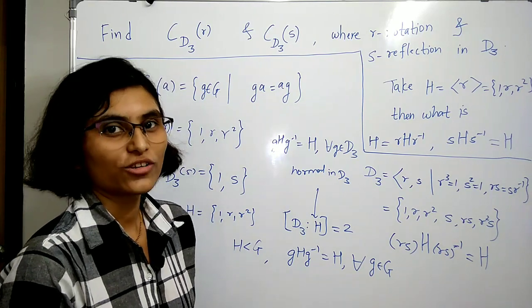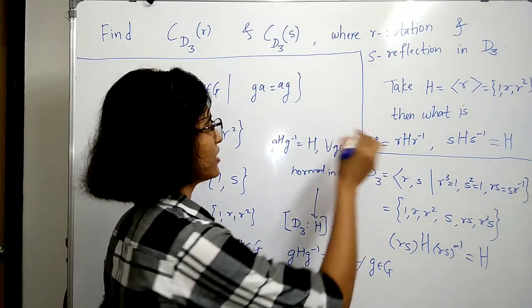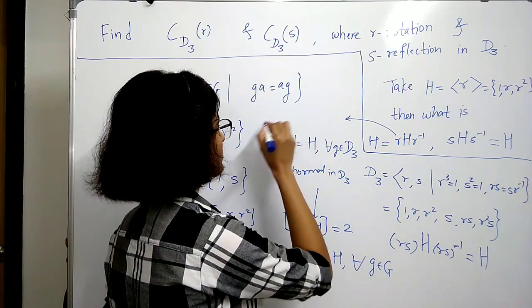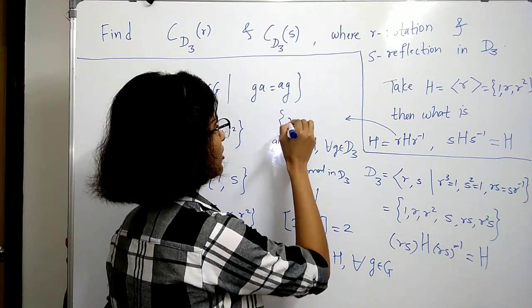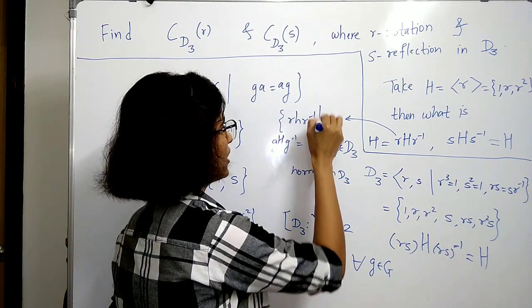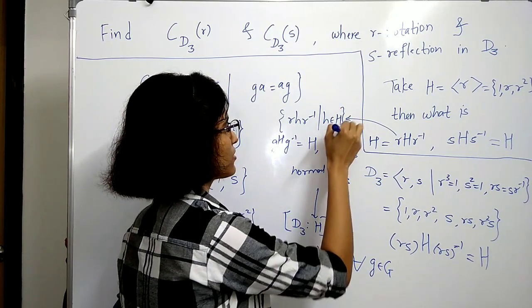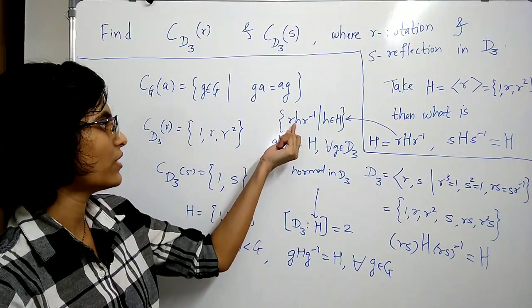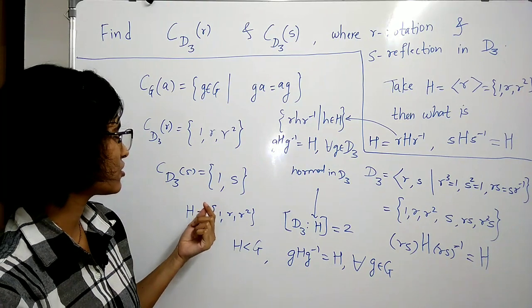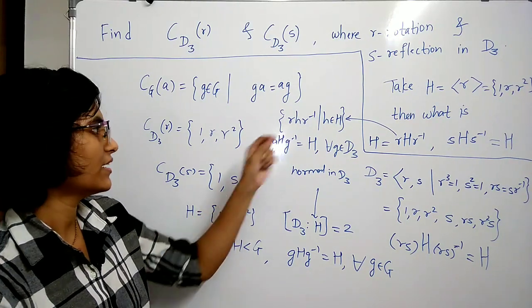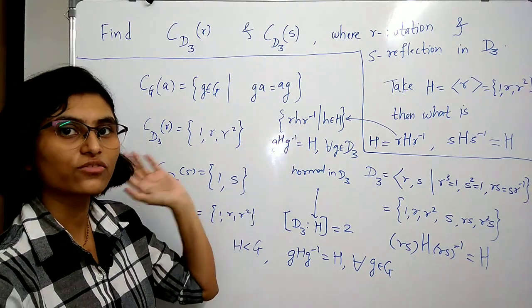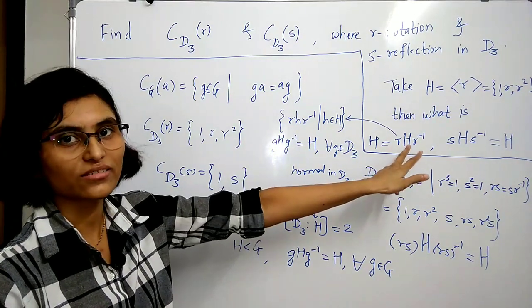Or you can just follow the definition. And what is the definition of this R H R inverse? It is just set of all R h R inverse where h is in H, right? Now take different values of this h, where this H is just {1, R, R square}, and take this multiplication and find all the elements of this group, right?